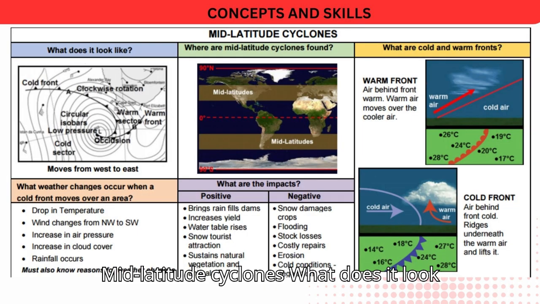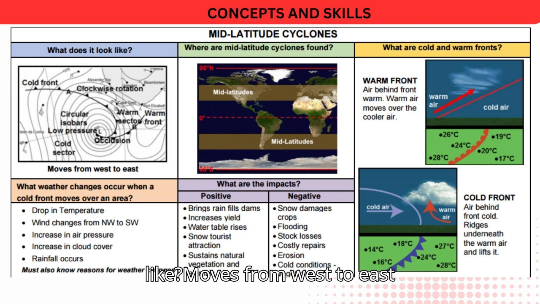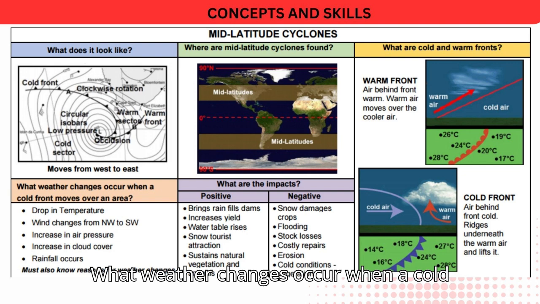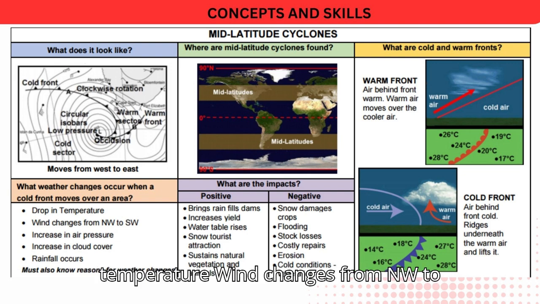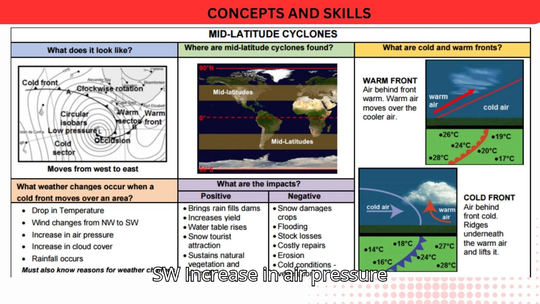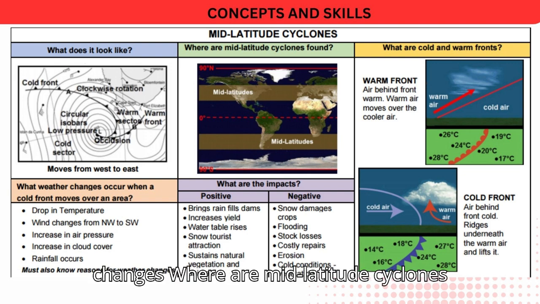Mid-latitude cyclones. What does it look like? It moves from west to east. What weather changes occur when a cold front moves over an area? Drop in temperature. Wind changes from northwest to southwest. Increase in air pressure. Increase in cloud cover. Rainfall occurs. You must also know the reasons for the weather changes.